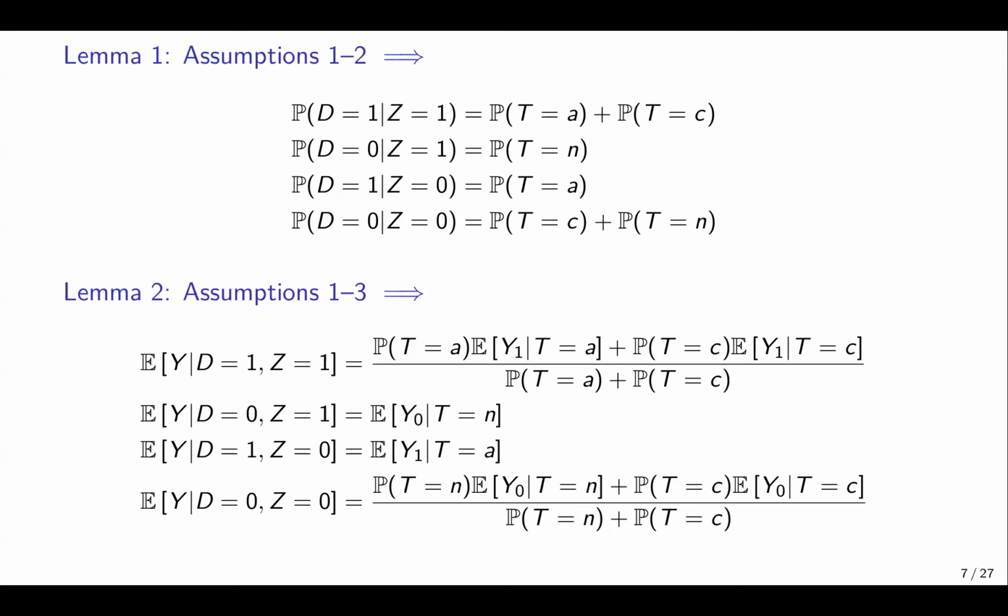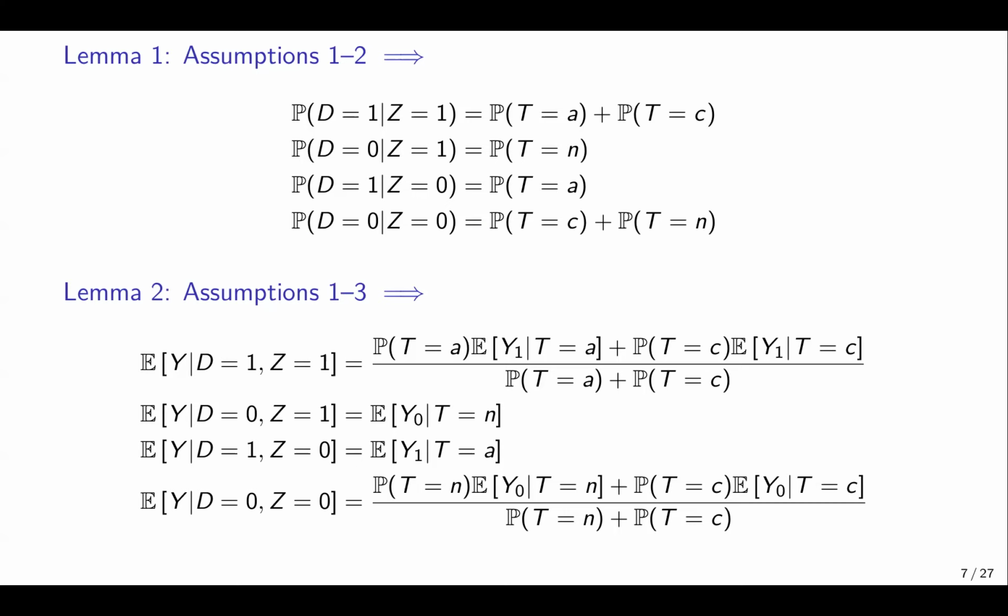We can use the average of y for these people, the D is 1, Z is 0 people, to learn the average of y1 for the always takers. As above in the first lemma, the situation is a little more complicated when we're looking at the folks who were offered and did take the voucher, D is 1 and Z is 1, and those who were not offered and didn't take the voucher, D is 0, Z is 0.